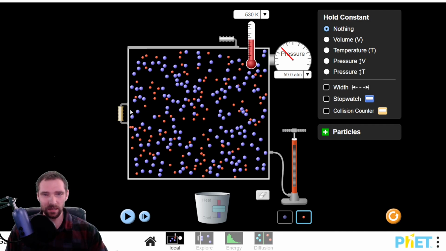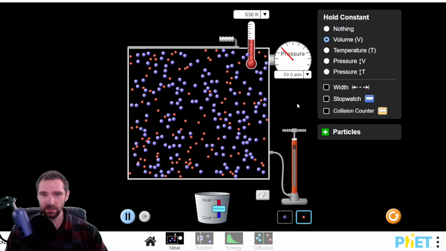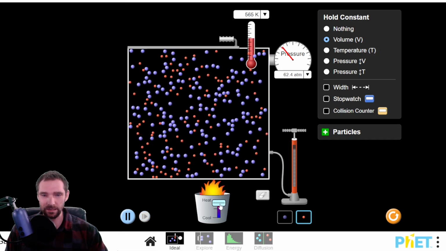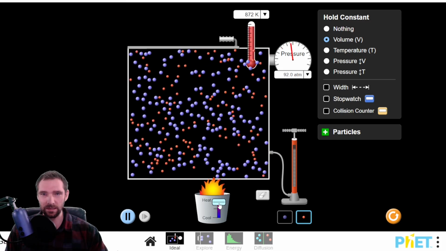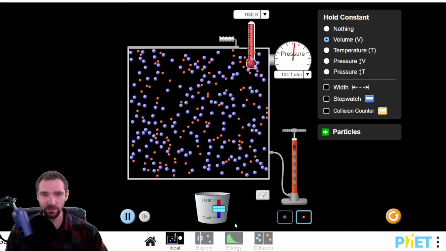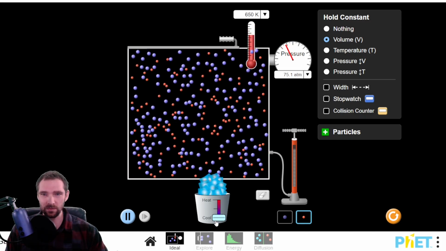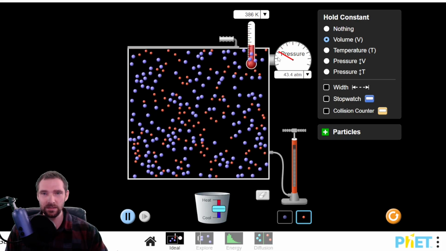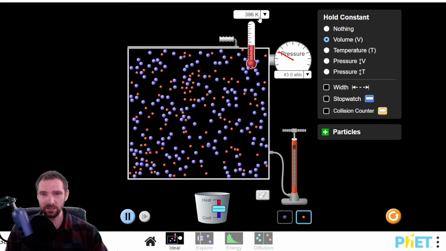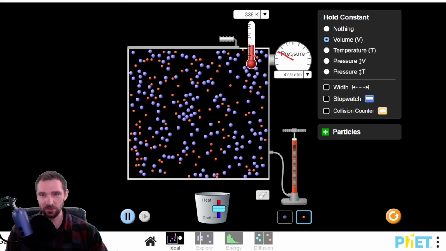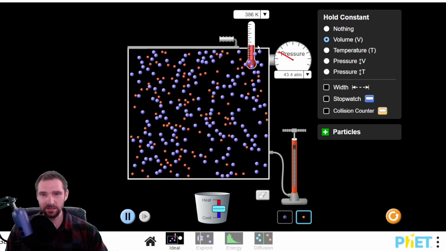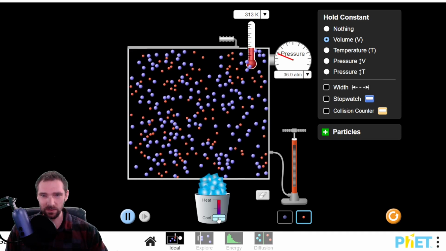So you can hold the volume constant, and you can then let the simulation run, and you can increase the temperature and see how that increases the pressure, right? So in this case we're holding things constant. This is that situation where you're changing the temperature, which causes a pressure change. So you can see as one goes up, the other one goes up, as one goes down, the other one goes down, right?